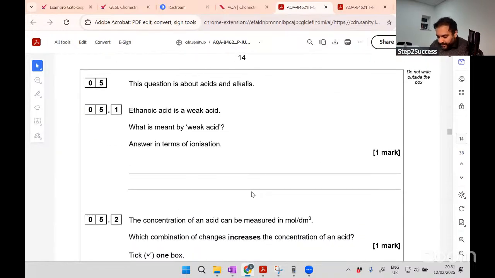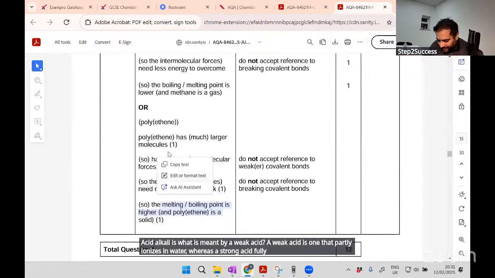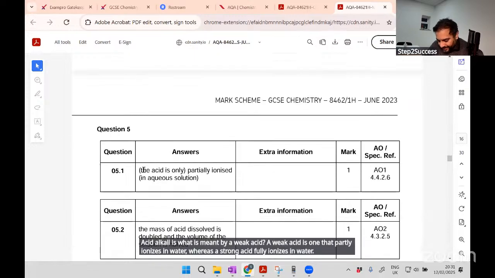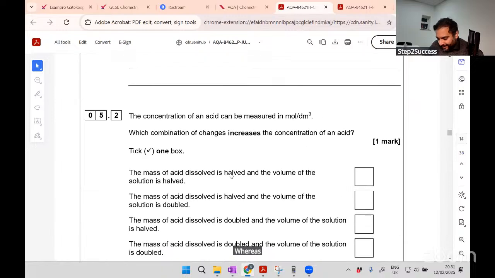Acids and alkalis. What is meant by a weak acid? A weak acid is one that partly ionizes in water, whereas a strong acid fully ionizes in water. That should be what it said. There you go. Partially ionized, whereas the other one is fully ionized.